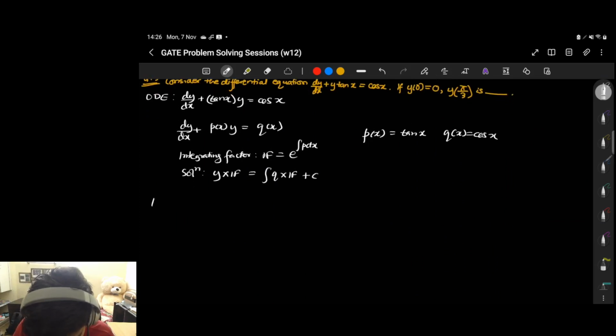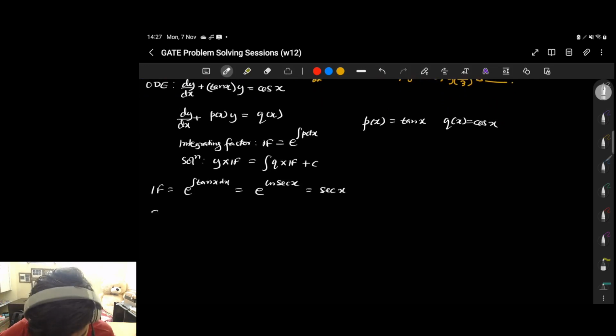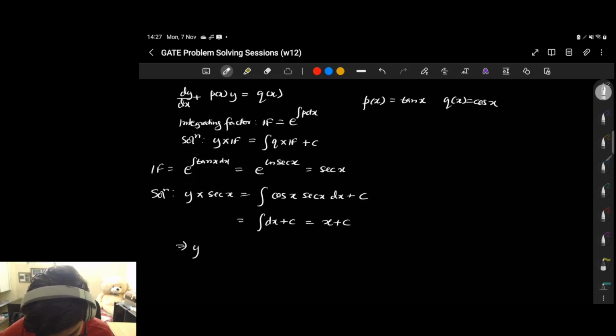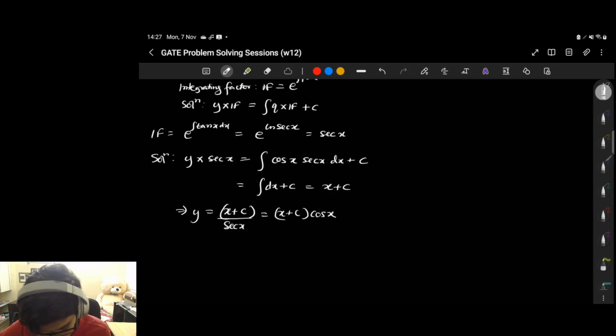So let us find out the integrating factor. So the integrating factor is e to the power integral tan x dx. Now integral of tan x is nothing but ln sec x. So this is sec x. And so the solution is y into sec x is equal to integral cos x sec x dx plus c. So this is integral dx plus c, which is x plus c. So my solution is y is equal to x plus c divided by sec x, which is equal to x plus c times cos x. So this is my solution.